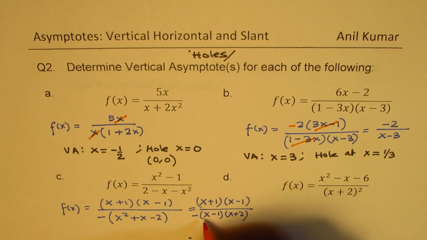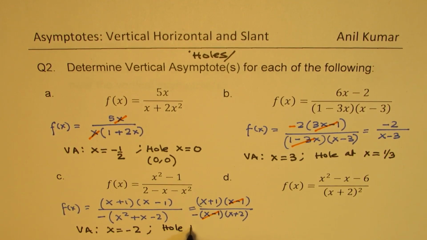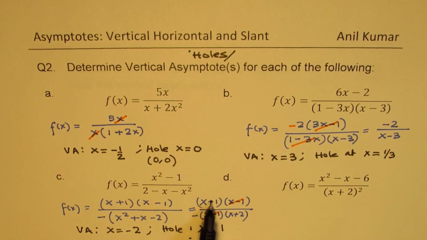So one of the factors cancels, the other one results in a vertical asymptote. So we have a vertical asymptote and that is only at x equals minus 2. However, we have a hole at x equals 1. Does it make sense to you? So you can substitute the value of 1 here to get 2 over 3 minus, which is going to give you the position of the hole, right?